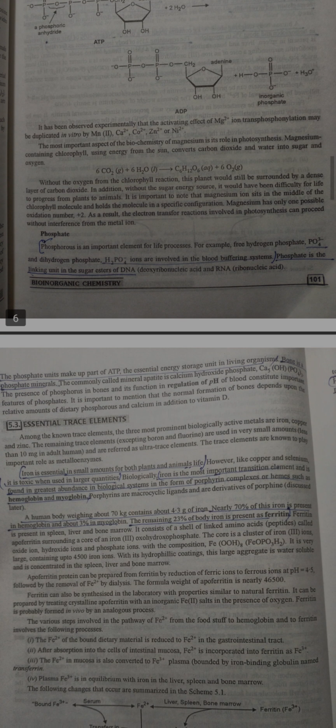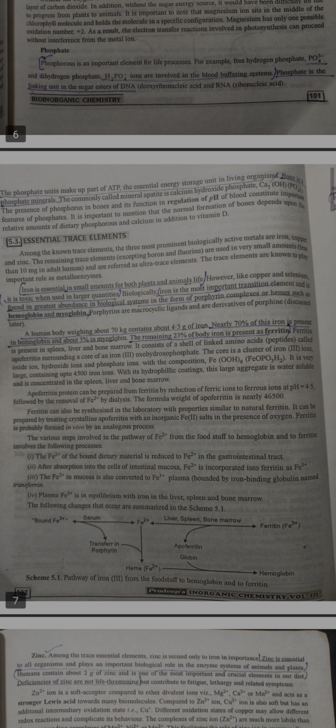Phosphate. Phosphorus is an important element for life processes. For example, free hydrogen phosphate HPO4 2- and dihydrogen phosphate H2PO4- ions are involved in the blood buffering system. Phosphate is the linking unit in the sugar esters of DNA, deoxyribonucleic acid, and RNA. The phosphate units make up part of ATP, the essential energy storage unit in living organisms.